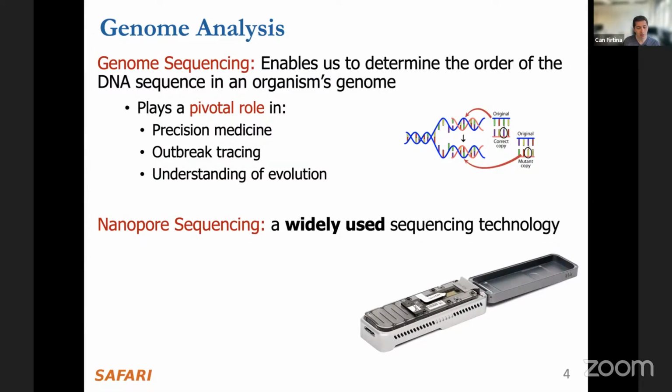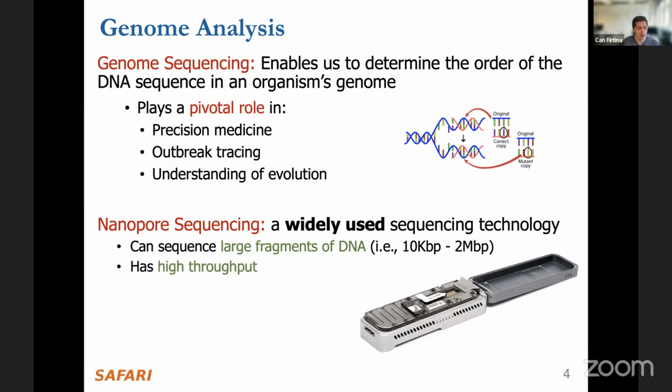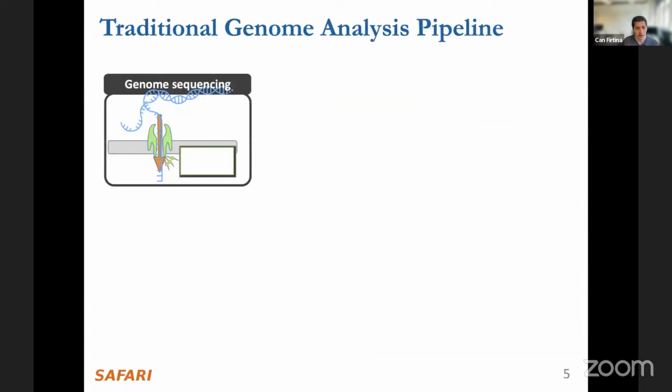Nanopore sequencing is a widely used sequencing technology. It has some novel features, which we're going to cover. Nanopore sequencing can sequence large fragments of DNA from 10 kilobases to a few million bases. It has a relatively high throughput. It is a relatively low-cost sequencing technique, and it also provides some unique features. So let me quickly go over the traditional steps that we usually follow when doing genome analysis with nanopore sequencing.